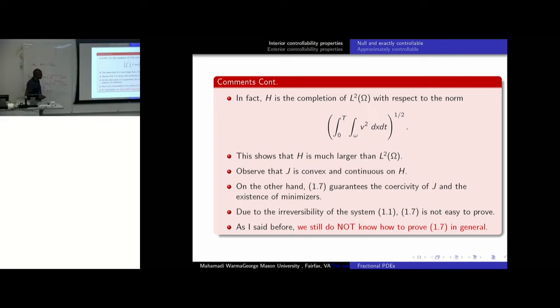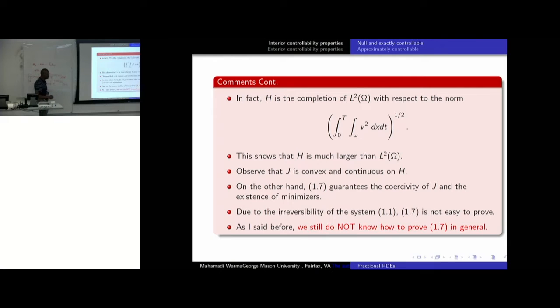Then we can prove that G is convex and continuous on H. Also, 1.7 says that G is coercive. Then we have the existence of a minimizer. Then if you prove the observability inequality, you can find the best possible control.